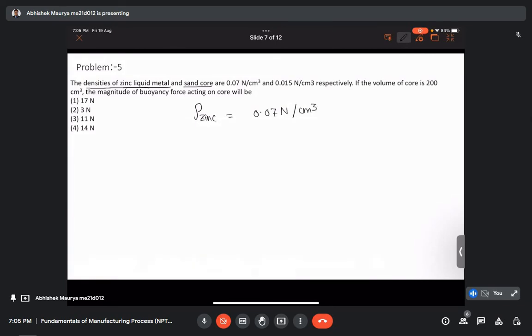So the density of zinc is given as 0.07 Newton per centimeter cube, and the density of the core sand is given as 0.015 Newton per centimeter cube, and the volume of the core, V core, is given as 200 centimeter cube.